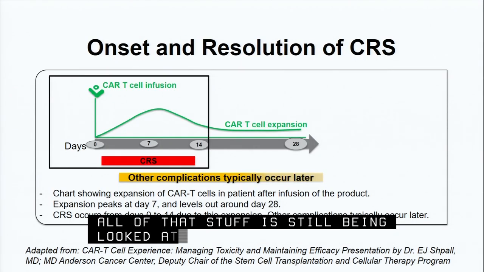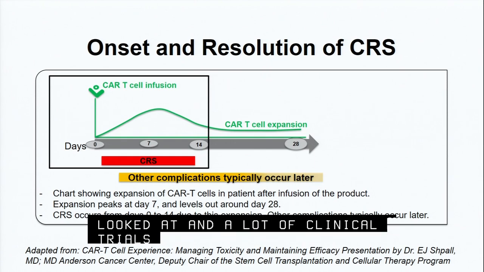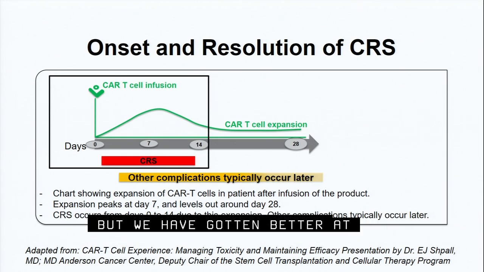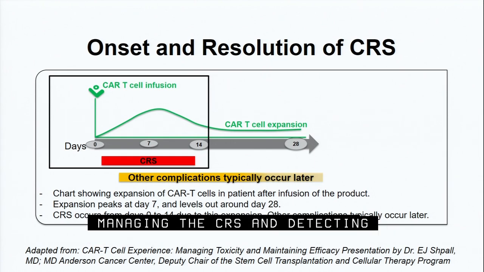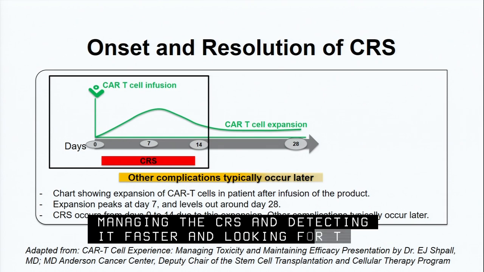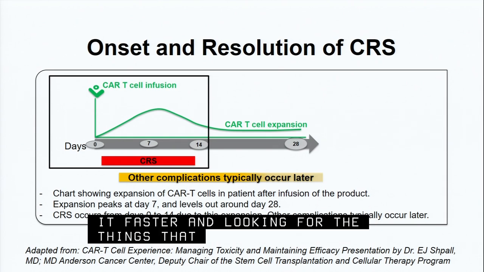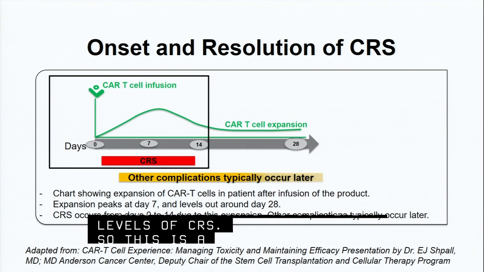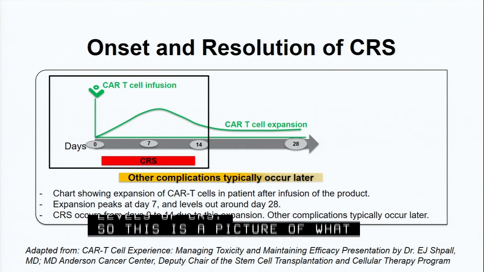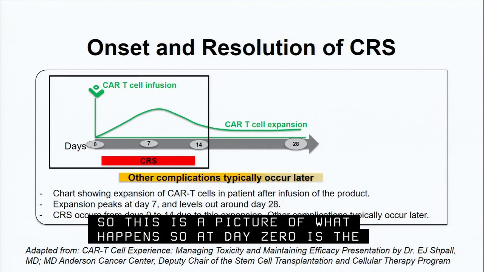So this is just a picture of what happened. Day zero is the day that the bag of cells has come back from the manufacturer and the patient gets the cells. As you watch the curve, the expansion of the cells peaks at about day seven, and it levels out at about day 28.